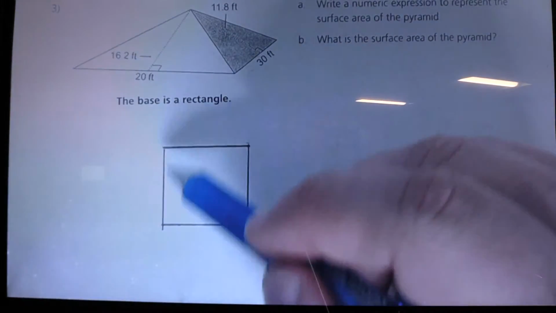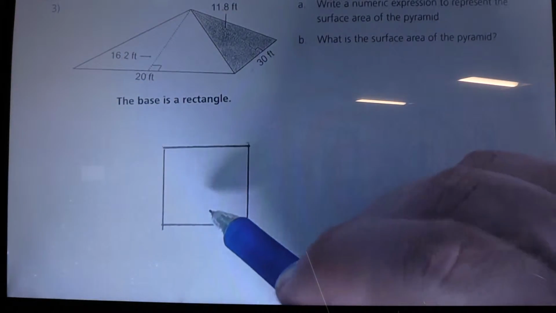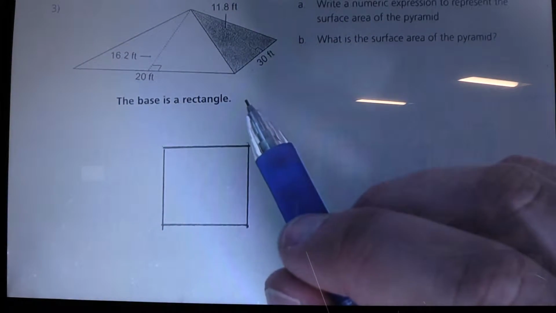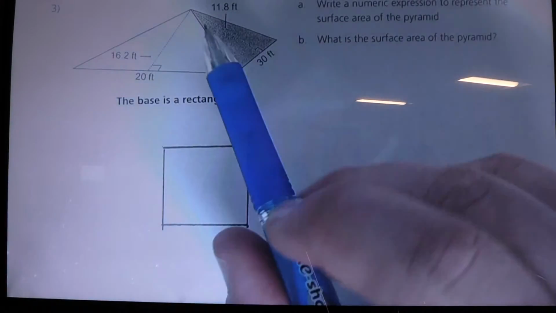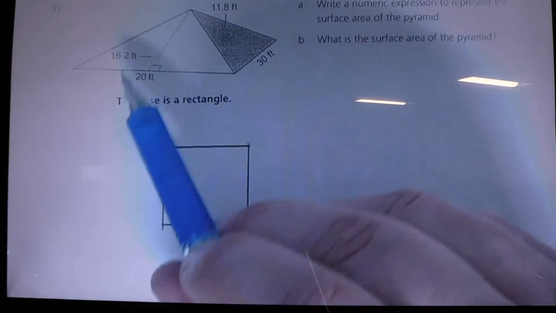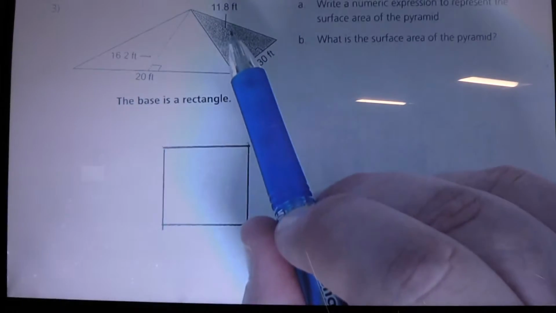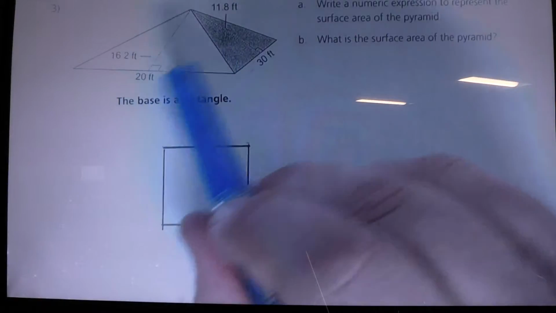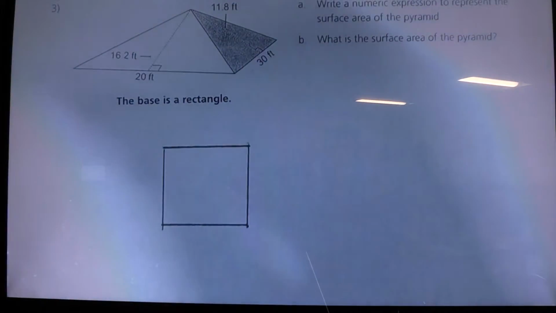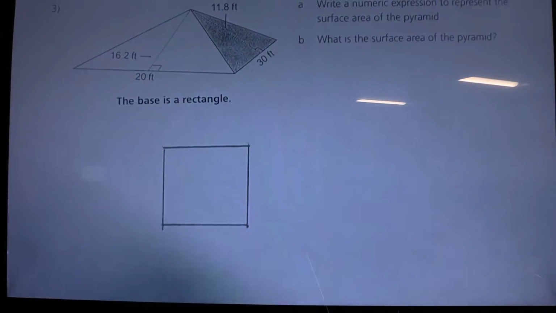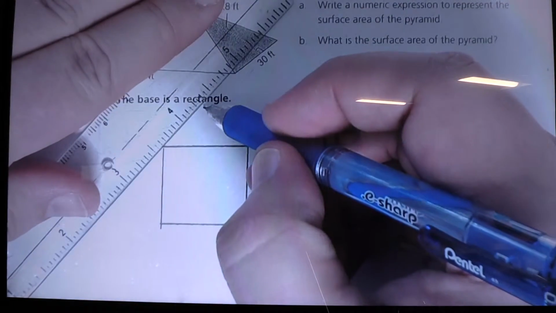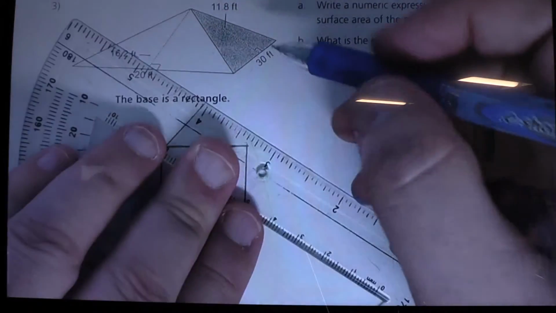So I have a rectangular base, so that tells me I have to have 4 triangles to make up this shape. Now that's important because just looking at this pyramid, I only see this side and this side. It could be that behind these 2 sides, unseen, is just one more side. But because the base is a rectangle, we know it has 4 triangles to make it up. So I'm going to go ahead and make up my little triangular sides.